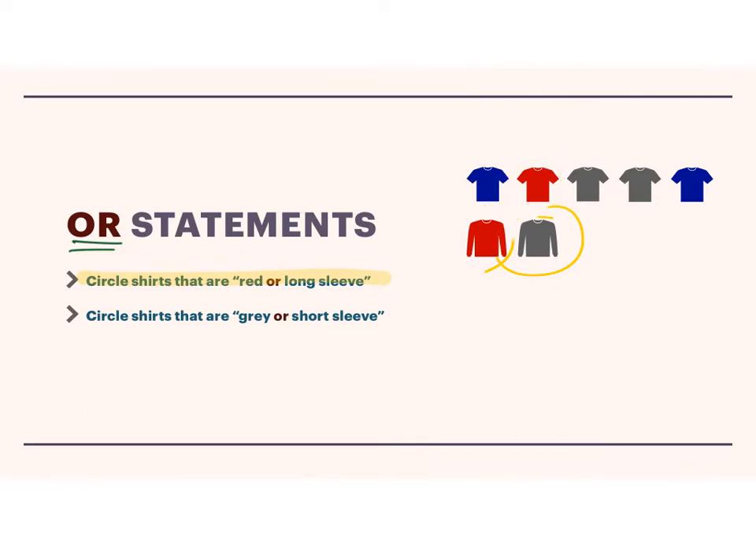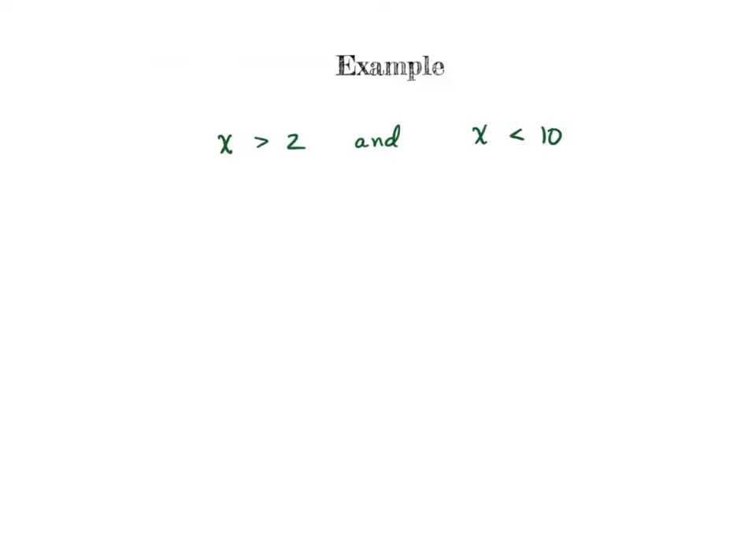And now let's look at our last "or" statement, or the second "or" statement here. In this case, gray or short sleeve. And so we can circle anybody who's gray, and we can circle anybody who is short sleeve. So we can see we get a lot more shirts in this case because it is an "or" statement. Again, you only have to make sure one of those is true to be in the final selection. Let's look at how this affects us with numbers now.